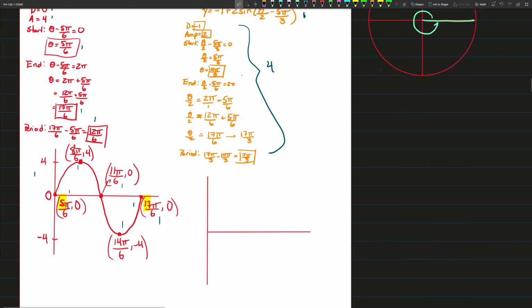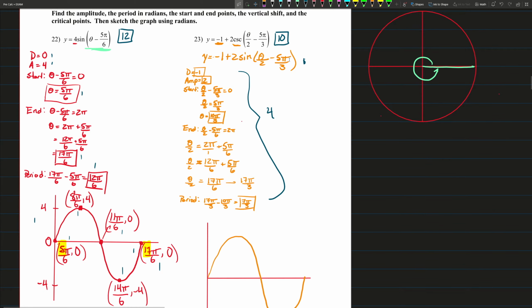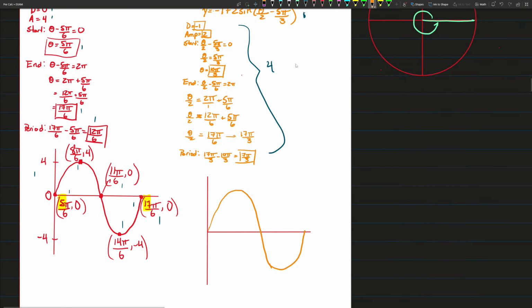Well, regardless, we can still graph it. So in orange, we're going to graph the sine function. Again, the shape of this is important. Oh, I see. Okay, I got it. So that should be 3. All right. Sorry about that.